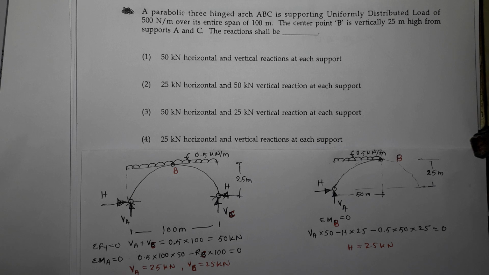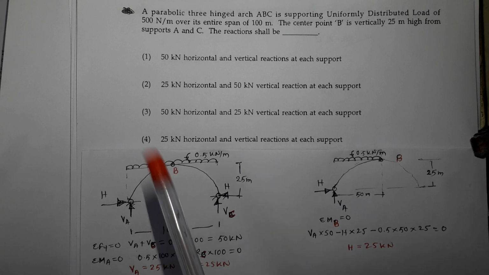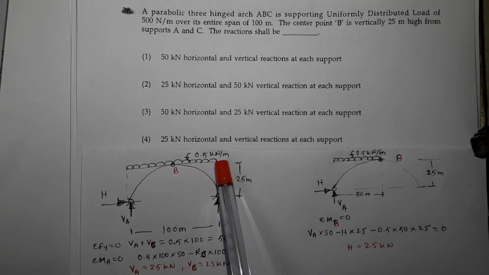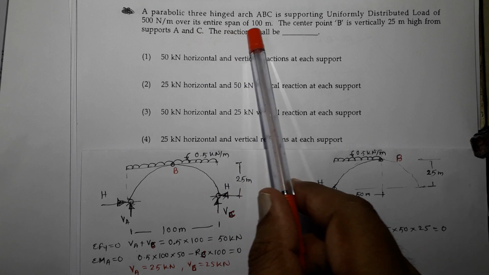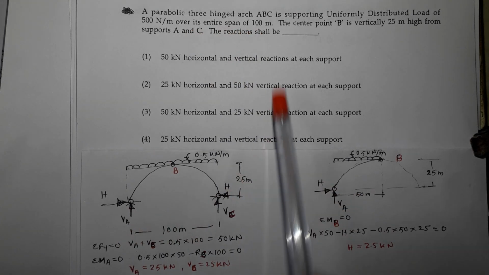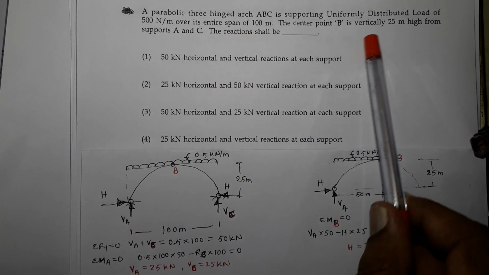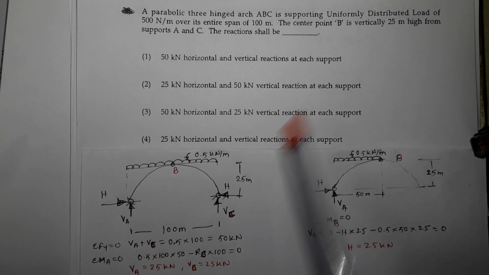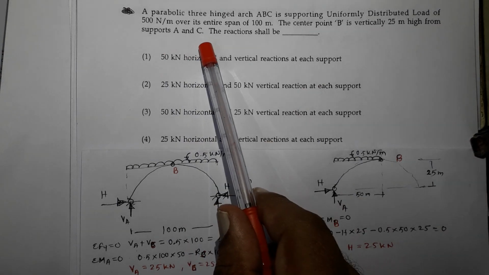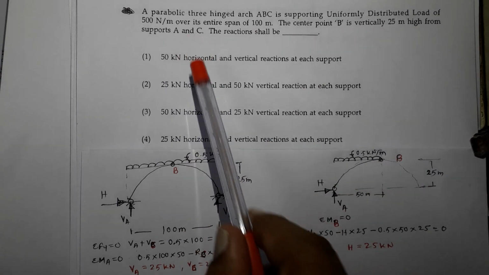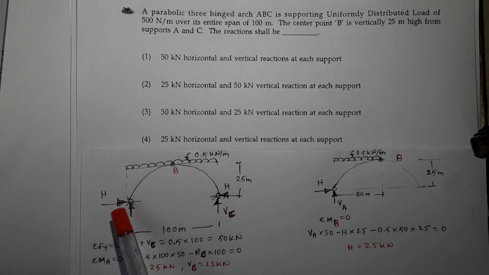Next, a parabolic 3-hinge arch ABC is supporting a uniformly distributed load of 500 Newton per meter. 500 Newton per meter means 0.5 kilonewton per meter over its entire span of 100 meters. The center point B is vertically 25 meters high from supports A and C. So this sentence clears that the arch is parabolic, but it is symmetric also, because the distance of point B from A and C both is given as 25 meters.